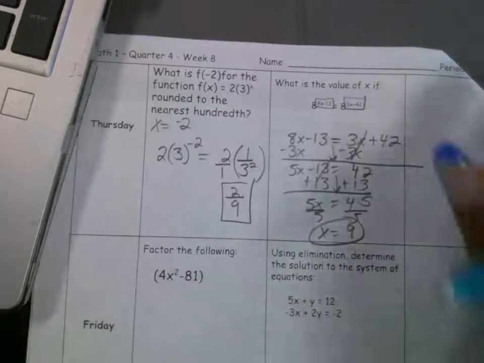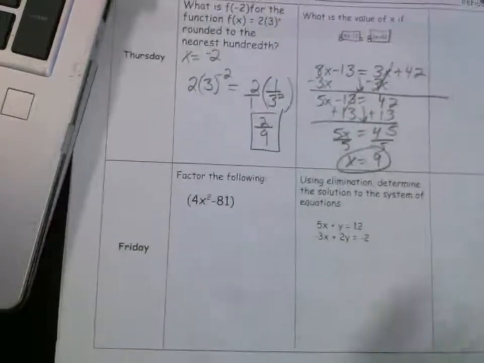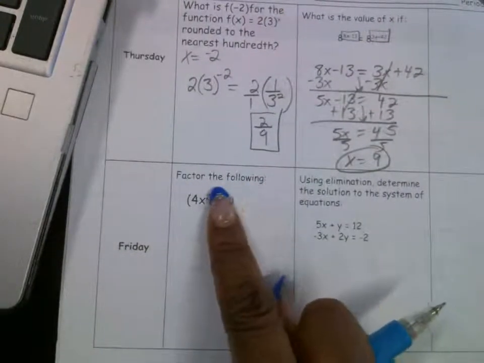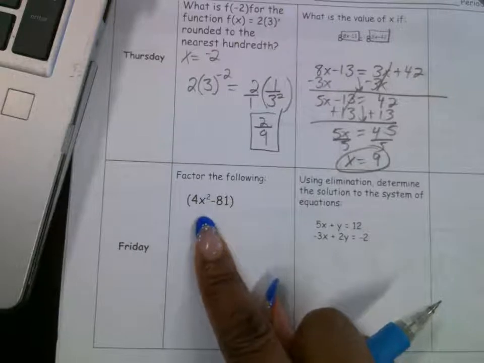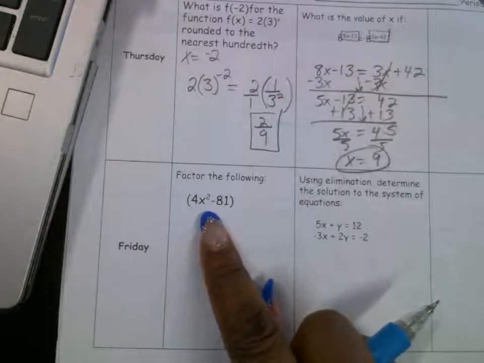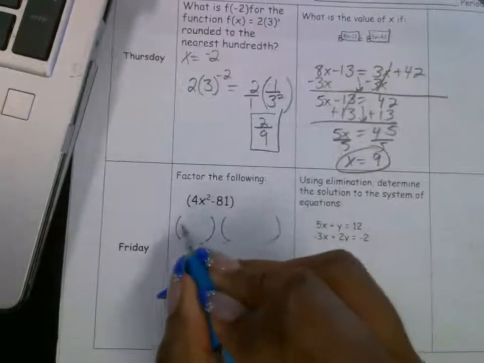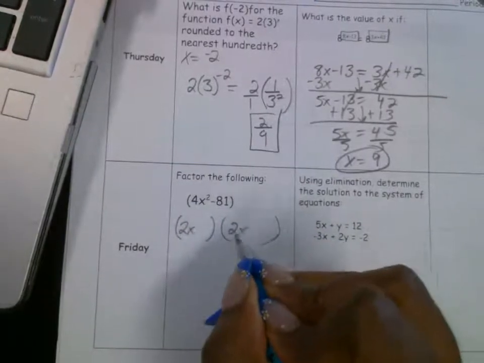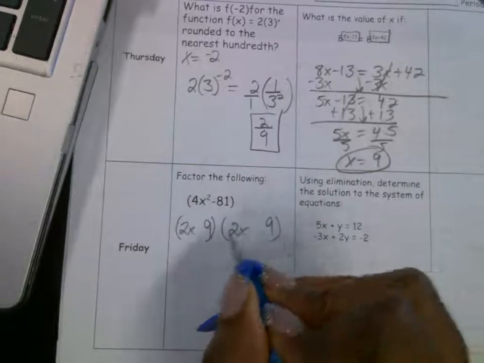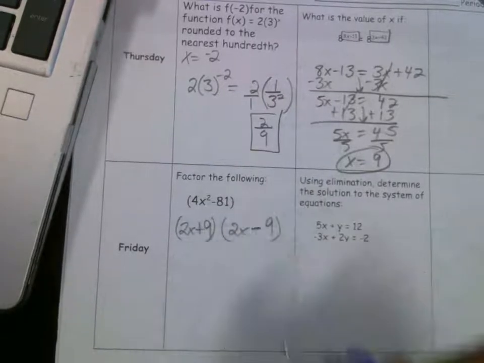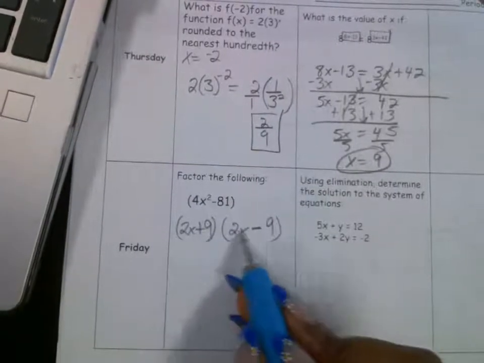Okay? Also, please make sure that you factor this out, okay? This is a perfect square. So you got 2x, 9, 9. One's a plus, one's a minus. Okay? Anything else that I can take out? No.